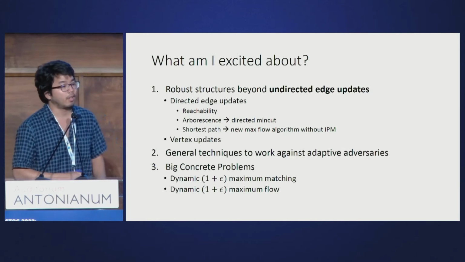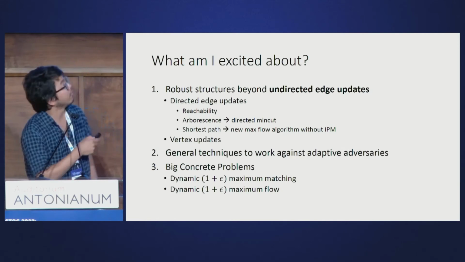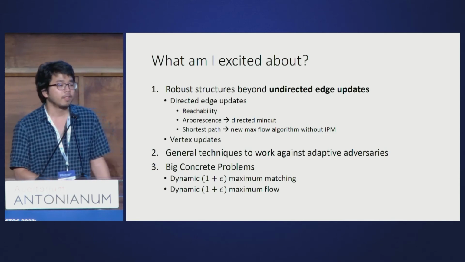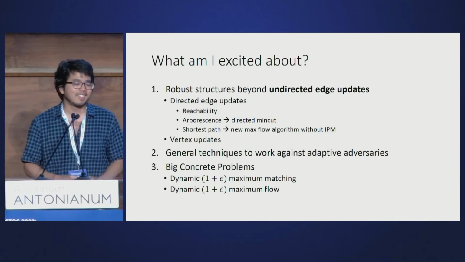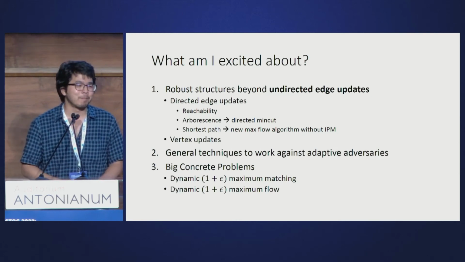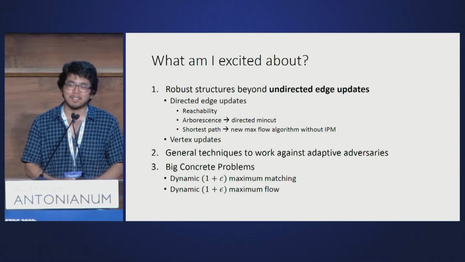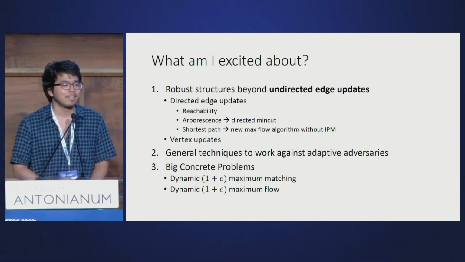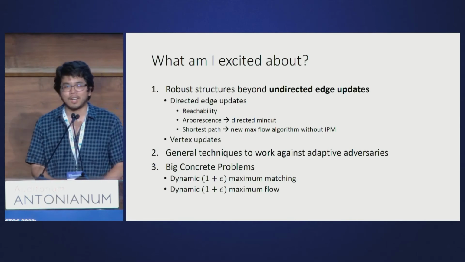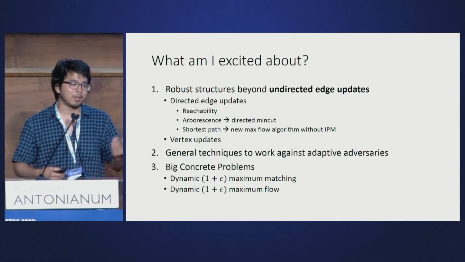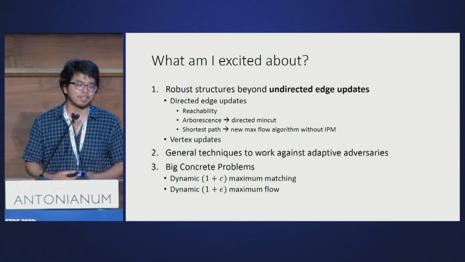And also, if you have a fast algorithm for shortest path in directed graphs, if it is fast enough, then you would get yet another exact max flow algorithm, which is almost linear time too, but it will not need to use the interior point method, for example. So to me, that is interesting.